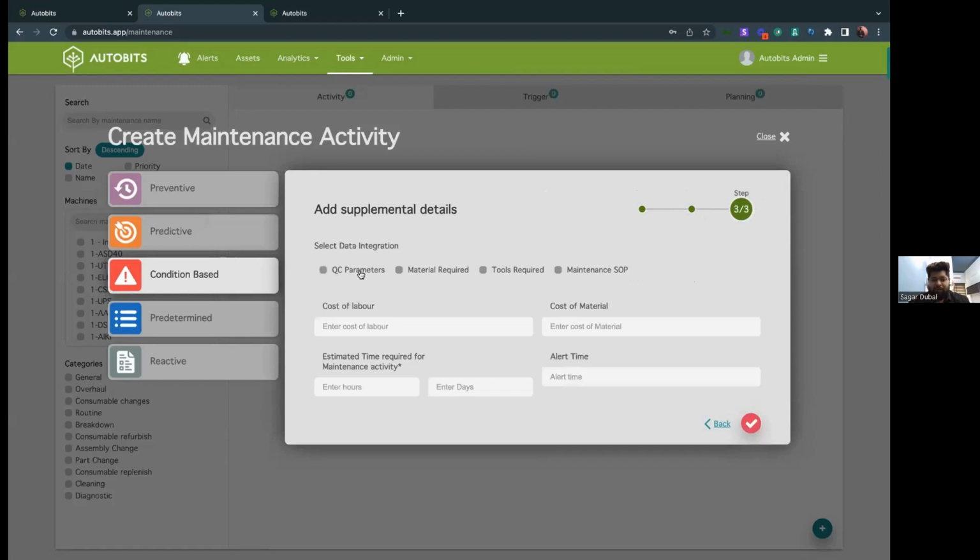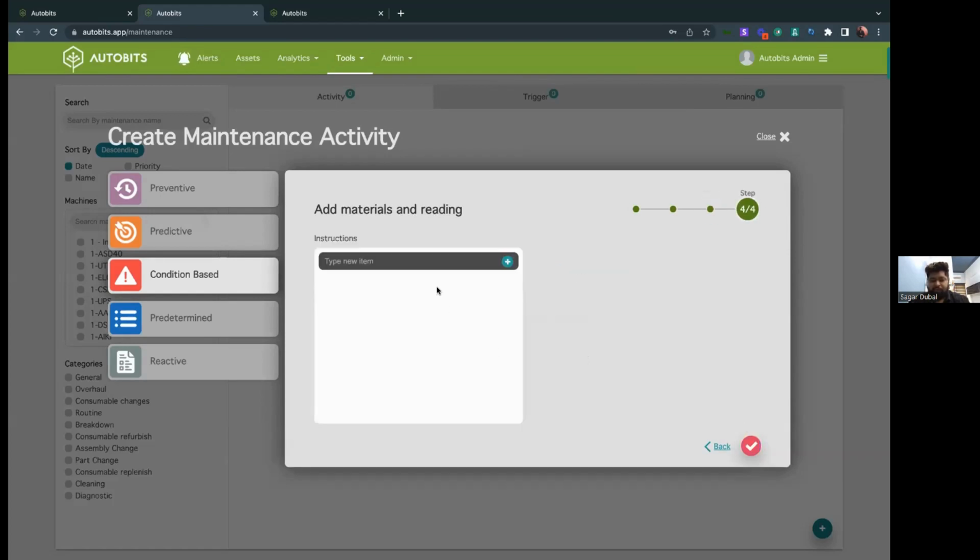Then I will put a few things over here which need to be checked. So now I'll put a maintenance SOP over here, what I need to check. Let's say if my baseline is going higher or my PF is going high, I'll put an instruction list: check bearing, check connections to terminal, check greasing.